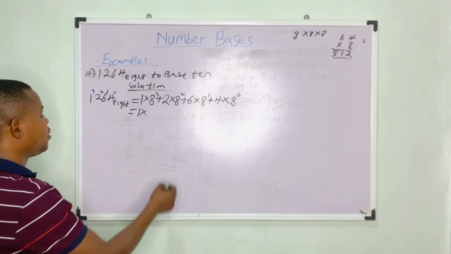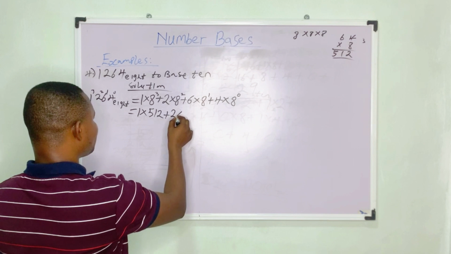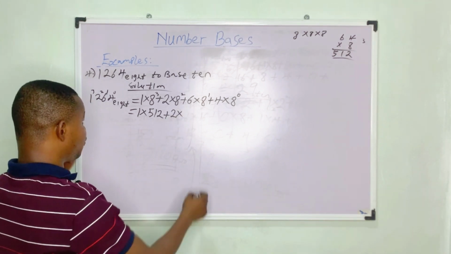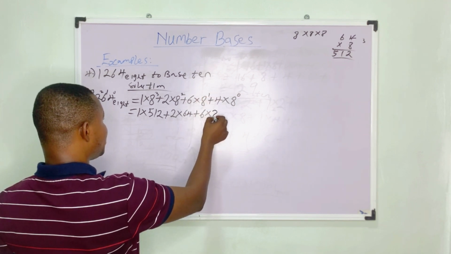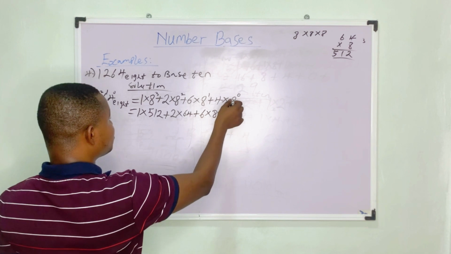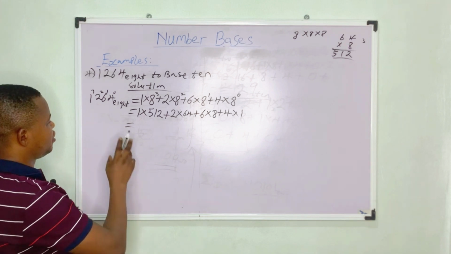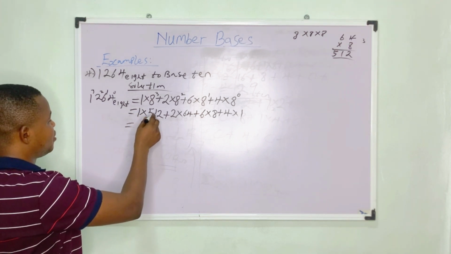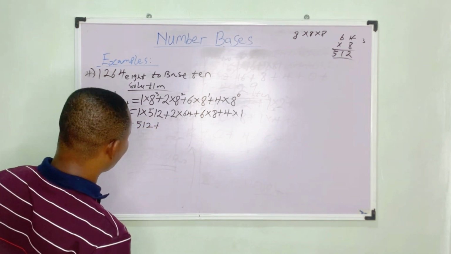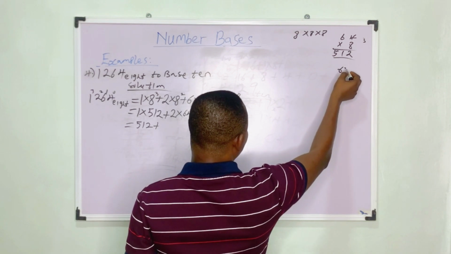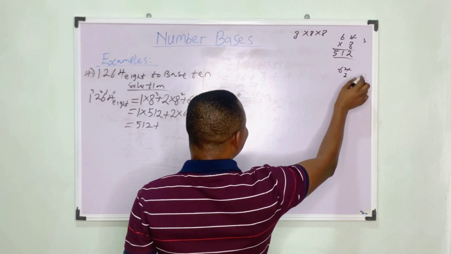It means 8 raised to the power of 3 will give us 512, plus 2 times 8 raised to the power of 2 will give us 64, plus 6 times 8 raised to the power of 1 will give us 8, plus 4 times 8 raised to the power of 0 will give us 1. Okay, let's continue. 1 times 512 will give us 512, plus 2 times 64. You don't need to use a calculator, just come to your playground. Let me put it that way.